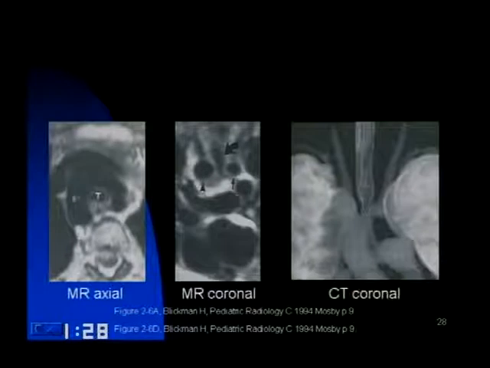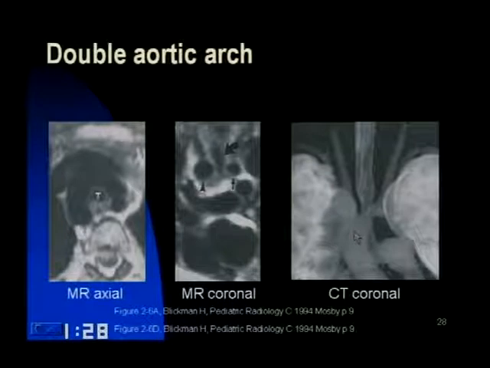Axial MR shows the large right vascular structure and the smaller left vascular structure surrounding the trachea. The coronal MR shows narrowing and compromise of the airway with the larger right and smaller left structure approximately at the same level. And a coronal CT shows a large right vascular structure superior to a smaller left, partially atretic structure with compromise of the airway, and this is a double aortic arch.